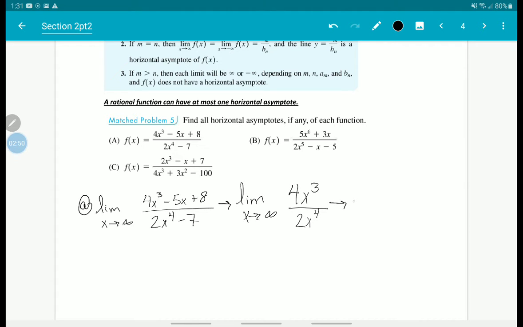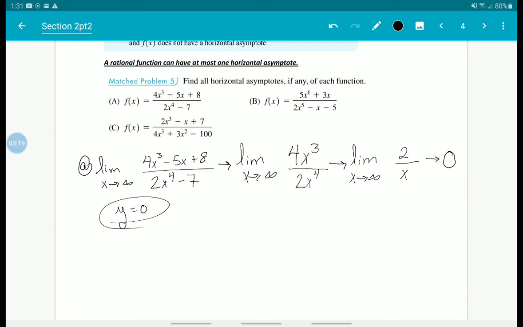So now you see some things reduce here. First off, the 4 and 2 reduce. That's going to leave us with a 2 on the top. And then the x's are going to reduce, and we're going to have an x in the bottom. So as x gets larger and larger, this whole thing is going to head to 0. So we would say that the horizontal asymptote is going to be the line y equals 0 as x gets bigger and bigger. The same thing would be true if we were looking at approaching negative infinity.